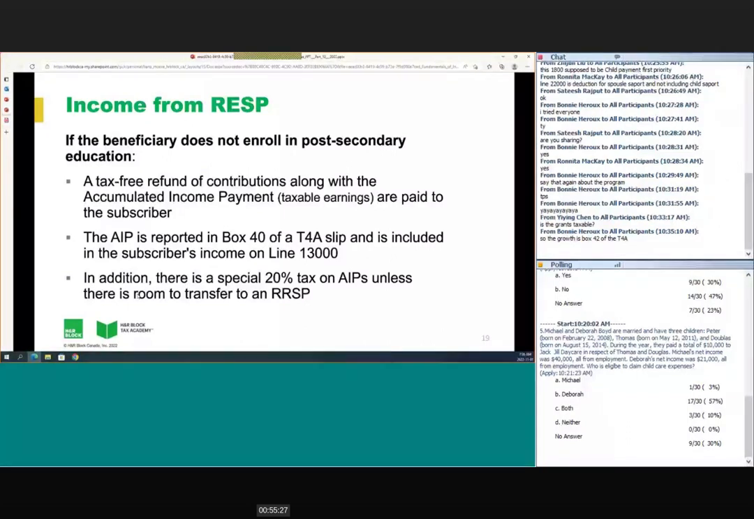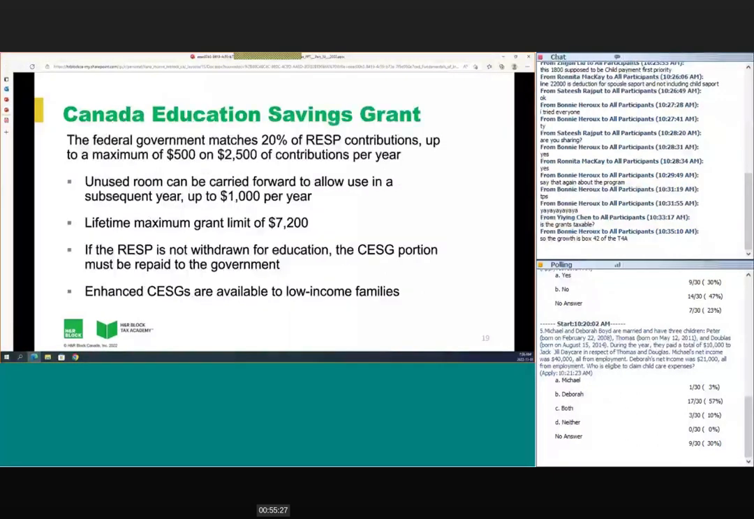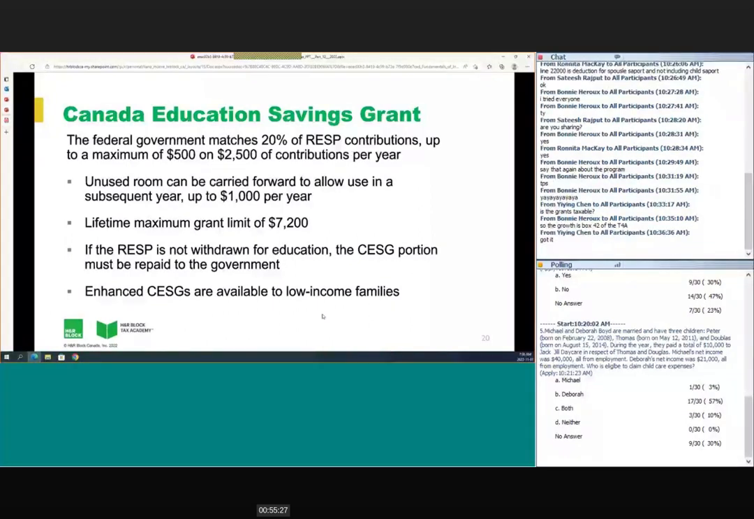In addition, there's a 20% tax on the AIP unless the subscriber has room to transfer to an RSP. So I'm going to go back to the question from Ying Shane, are the grants taxable? Well, if you do not go to school, then you're going to have to pay the grant back, and this is how the grant is paid back if it's not used by the student and it has to go back to the subscriber. So I do believe that the next slide explains the grants, okay? Can you let me know in the chat, Ying Chen, if I've explained to you? Are they taxable? Yes, they're taxable if the beneficiary does not go to school and they have to take it into their income, then they have to pay it back at that time.